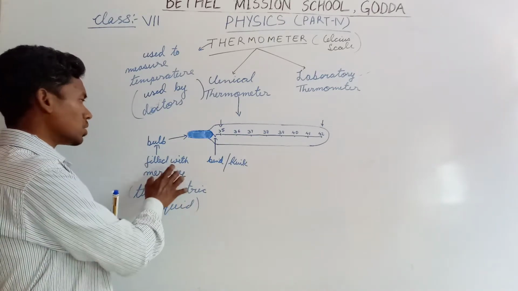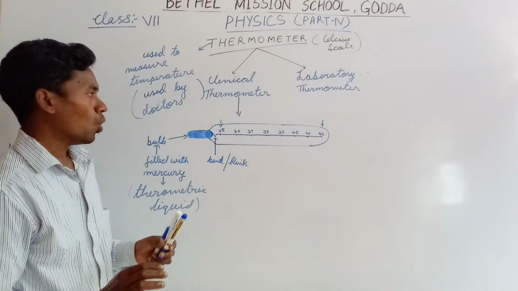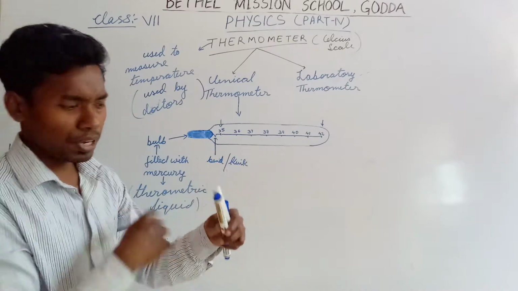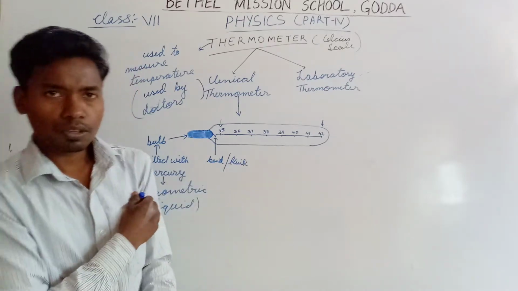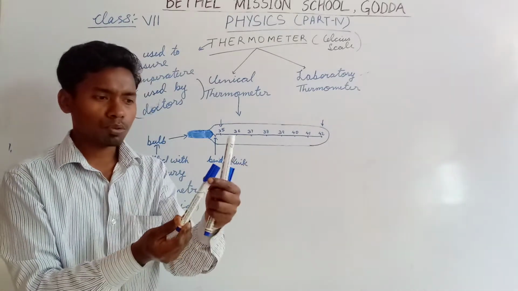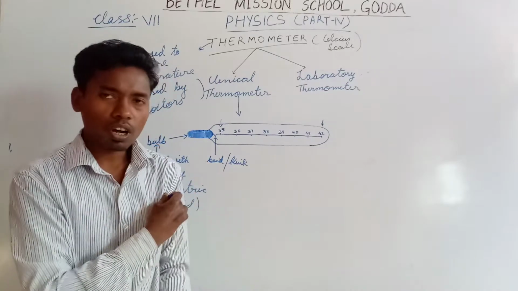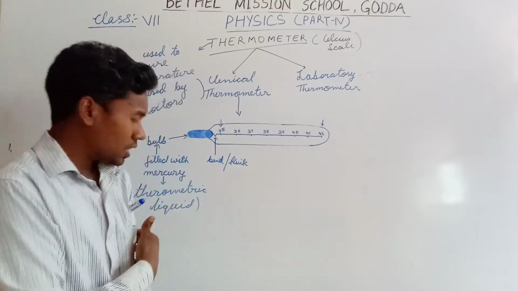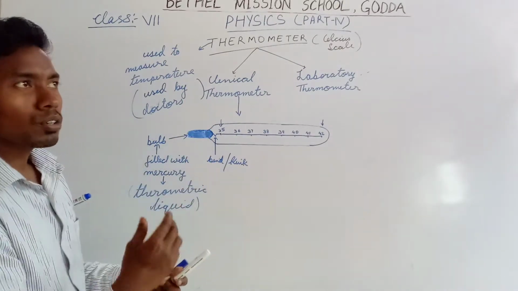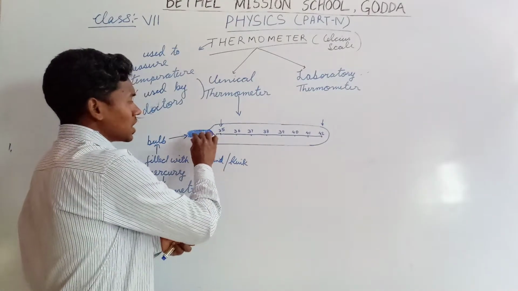So, you understand this mercury is filled in this bulb. When we put this bulb in the armpits, like this, you might have seen, the doctors put the bulb, let us consider this as the bulb of the thermometer, in our armpits. So the mercury inside the bulb gets heated up, and you know that when anything gets heated, it starts to expand. So this mercury starts expanding.